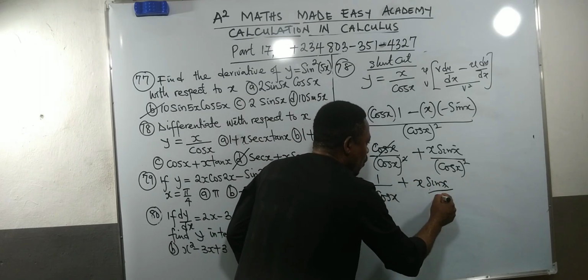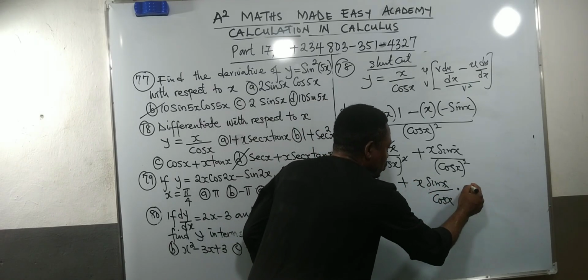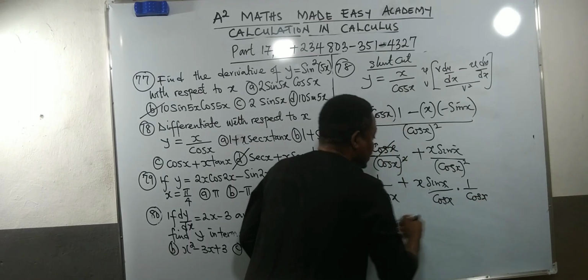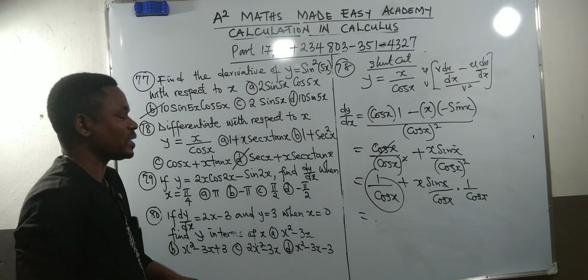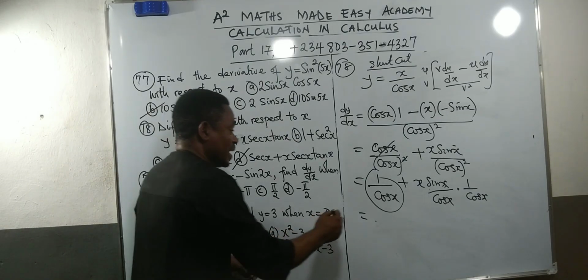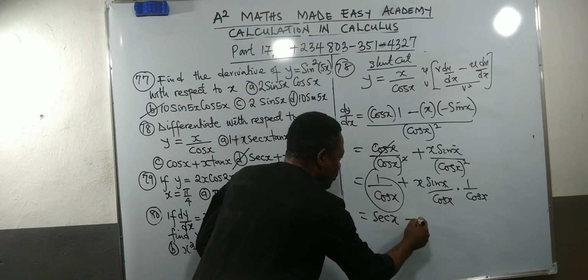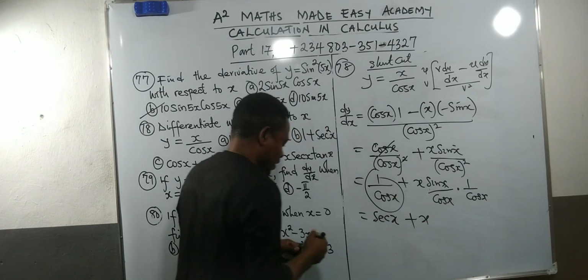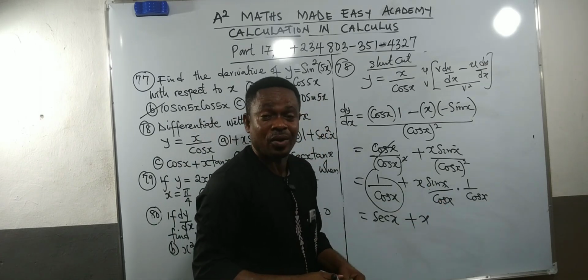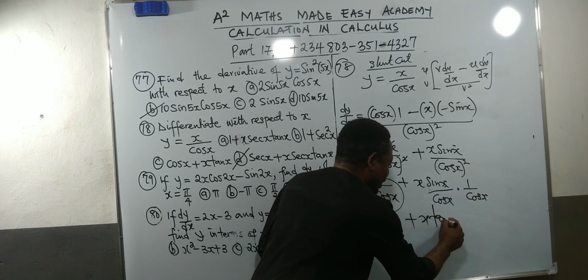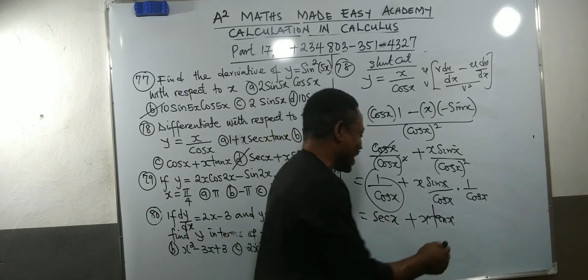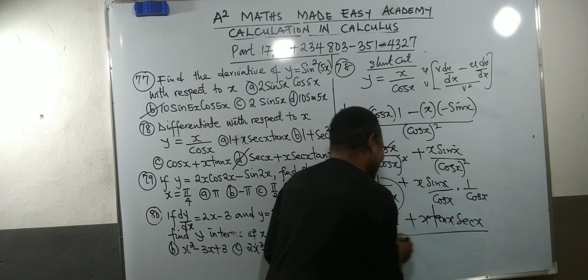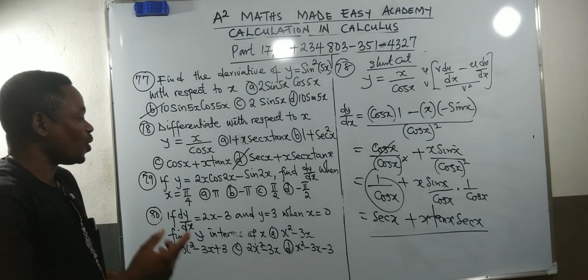Are you there? Over cos x, I can say cos x dot another 1 over cos x. They are the same thing. Now this one has a law. Anytime you see 1 over cos x, according to trigonometry, the answer is sec x. This is x sec x, right? Anytime you see sin x over cos x, according to trigonometry, the answer is tan x. Anytime you see 1 over cos x, the answer is sec x, and that is the final answer. This is what we call the shortcut.